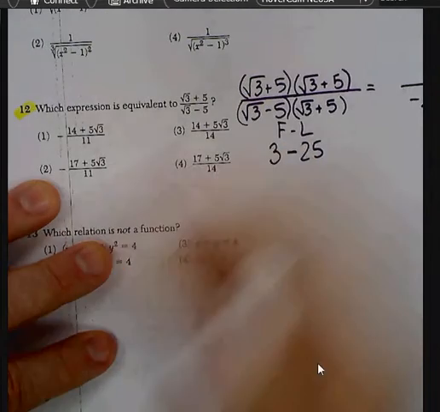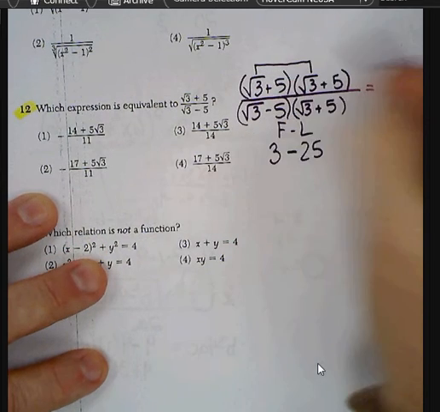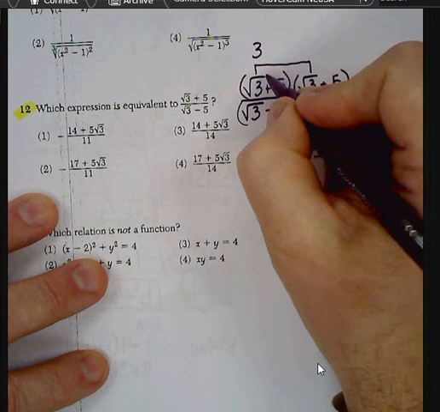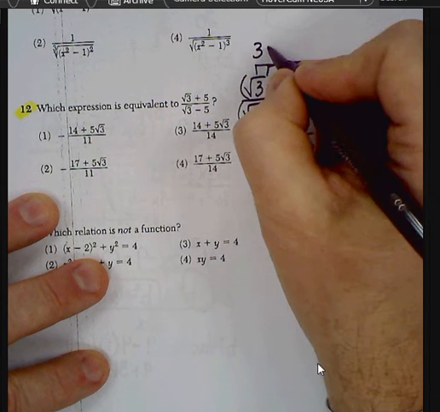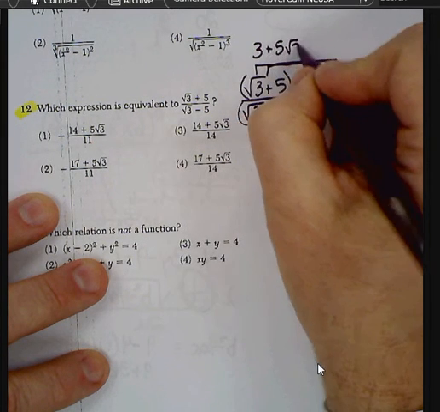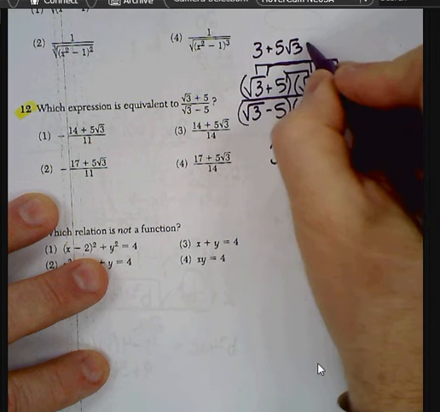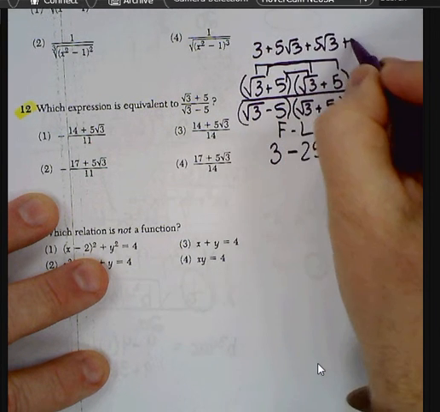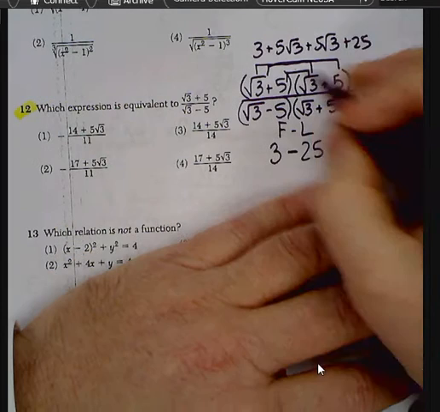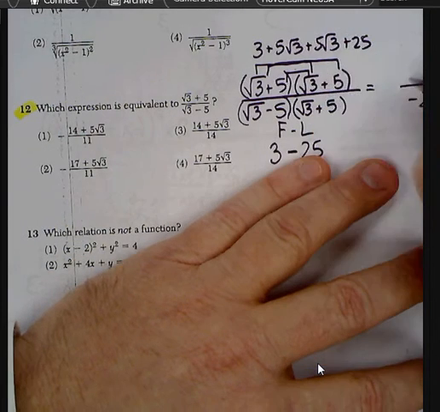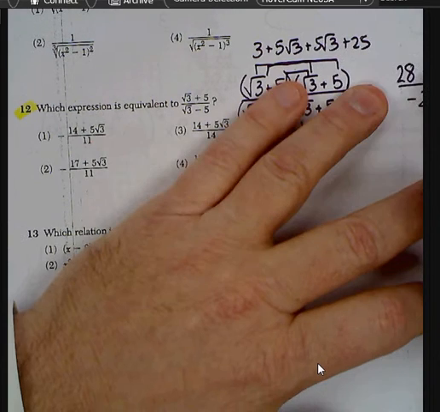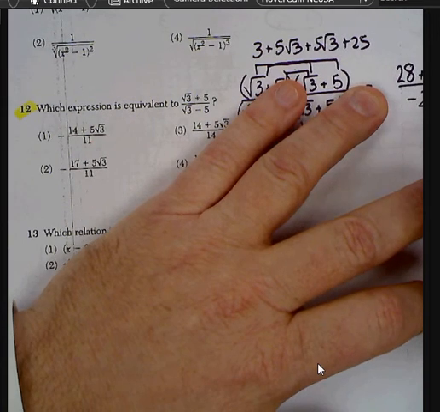In the top, you have to do all of FOIL. So f is going to be the square root of 3 times the square root of 3, that's 3. The outer is going to be 5 times the square root of 3, that's 5 square roots of 3. The inner is going to be 5 times the square root of 3, that's 5 square roots of 3. And the last is going to be 5 times 5, which is 25. Moving that down here, I'm going to get 3 and 25, that's 28. 5 and 5, that's 10 square roots of 3. All right?